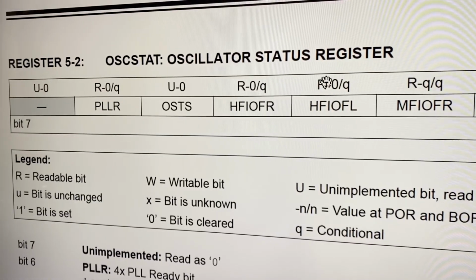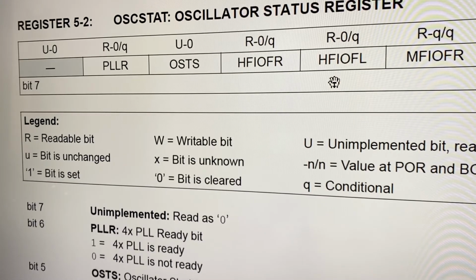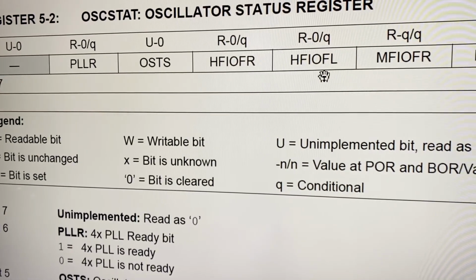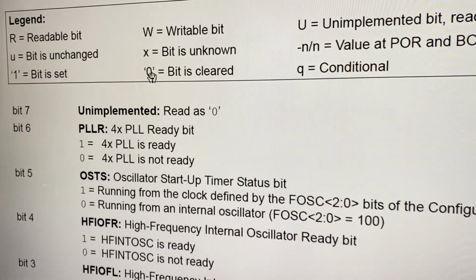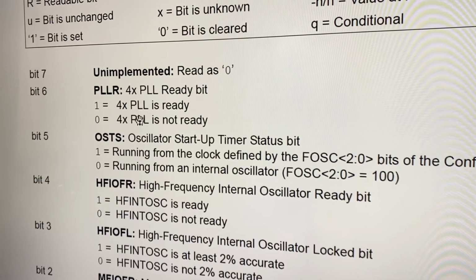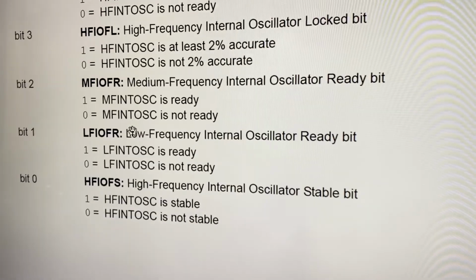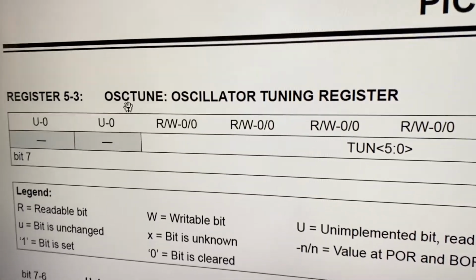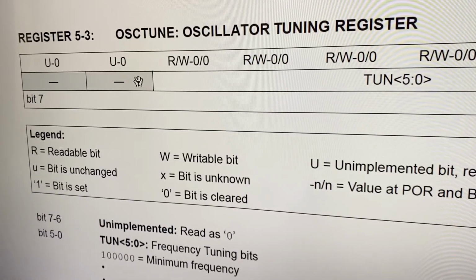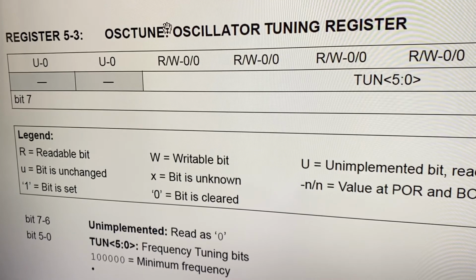There's another register, the oscillator status register, where you can program the phase lock loop and other features, depending on whether you want to multiply the frequency times 4. These are features that you can read, but I don't think we will use them in this course. Another thing is the OSTUN register. That one, don't change it. We will leave it as 0.